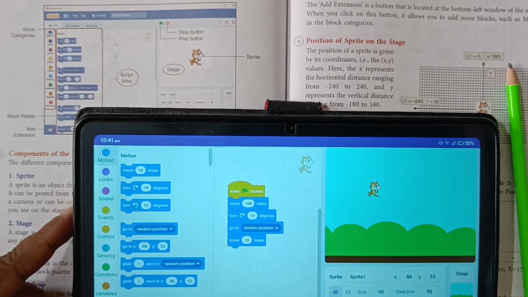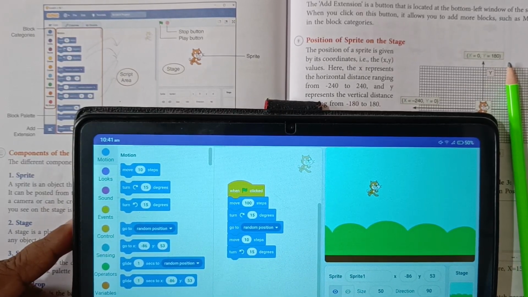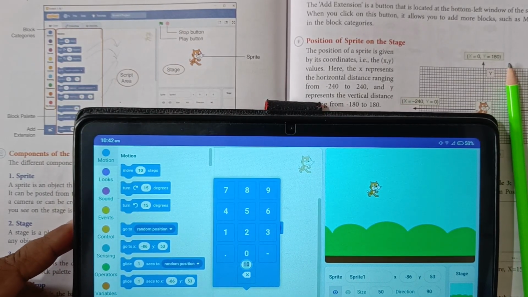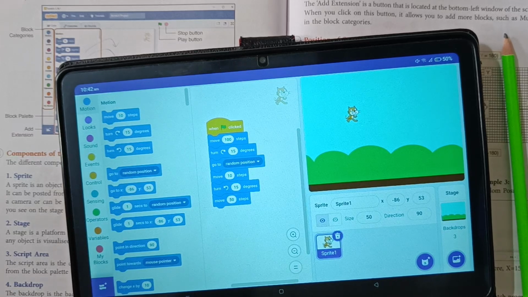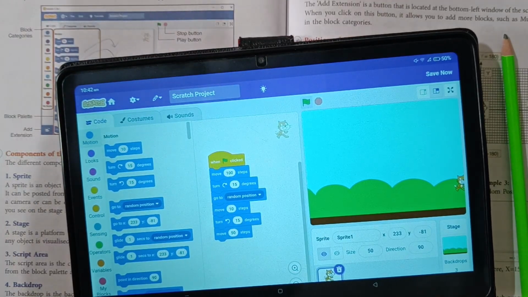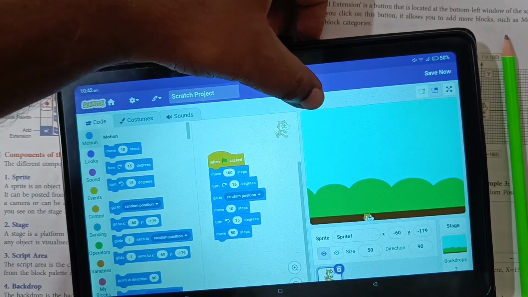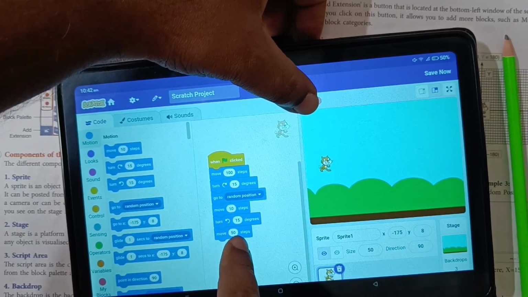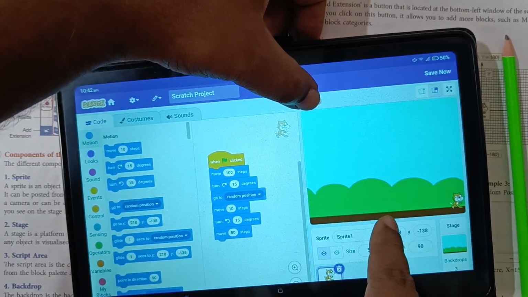Go to random position, then move 10 steps, then turn 50 degrees. Then again move 50 steps. So I'm just asking something like this. Let's see what happens when we start this. Okay, see, it is now moving to random positions. Each time the block is clicked, it moves to random positions, and the angle changes somewhat and the next angle brings it back. So you always see the same old position, there is no change.